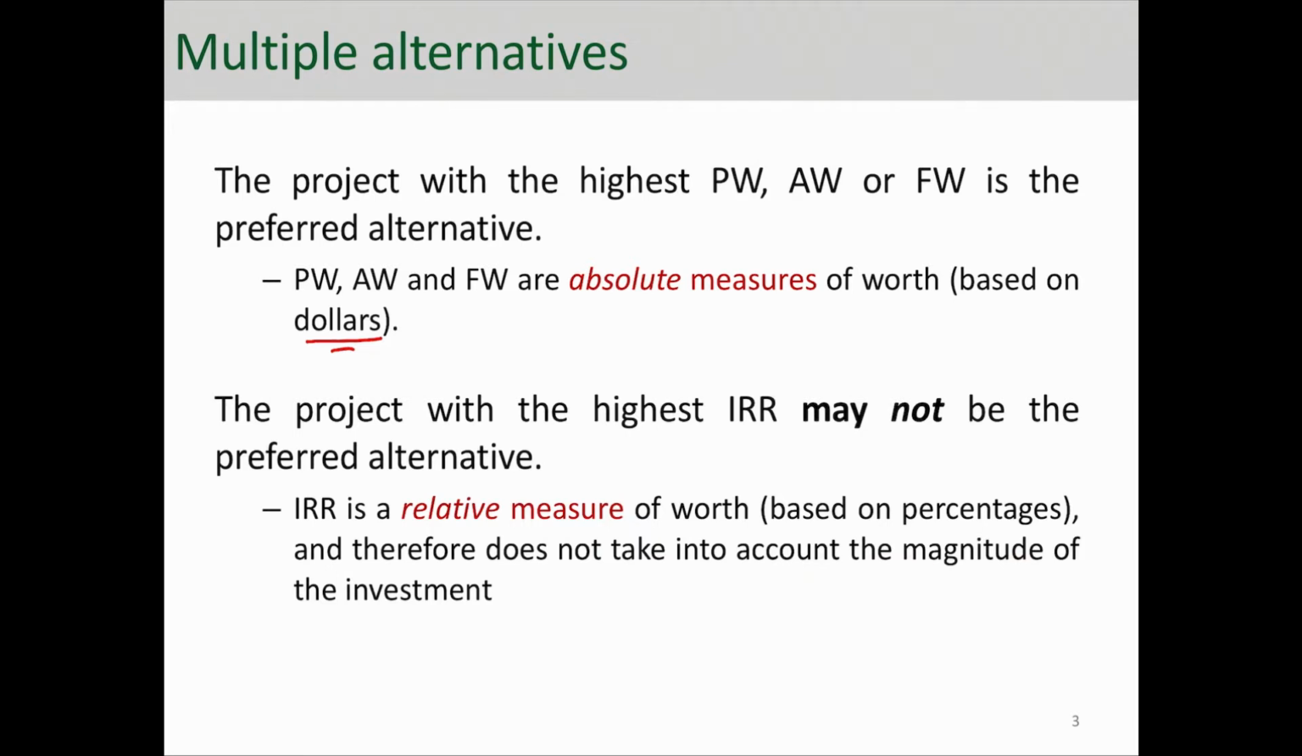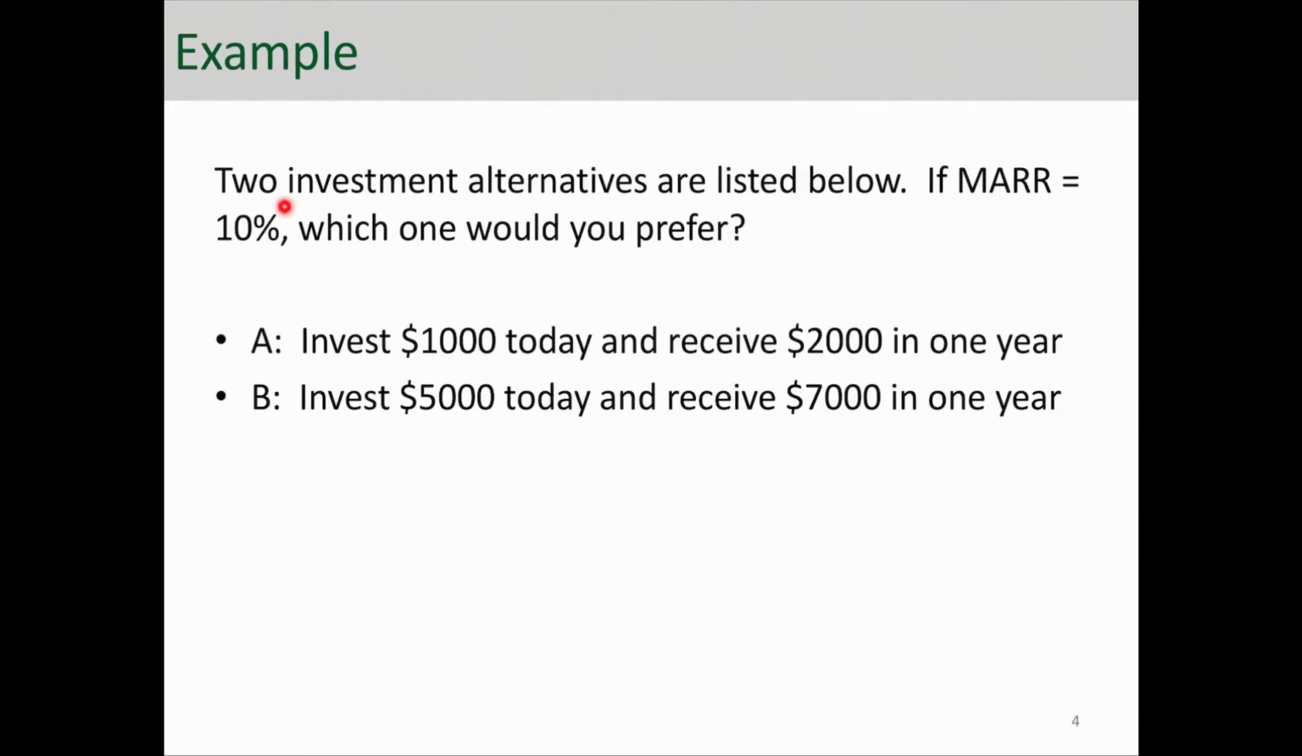I'm going to give you an example here. Let's say we have two investment alternatives, and the MARR, or minimum attractive rate of return that we have in mind, is 10%. Meaning that your money is now in some type of investment, let's say the stock market, where you're earning 10% off of that. And you're deciding whether to take any of these projects. Which one would you prefer?